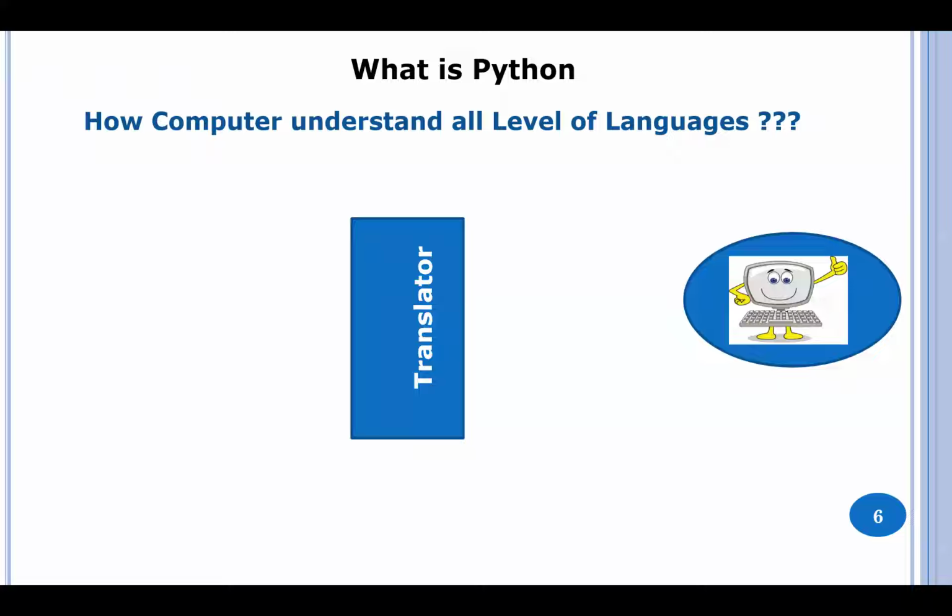Clear till here? So whenever you are going to use any language, one thing is for sure: every language requires a translator, because ultimately you are not going to write a program in 010101. You are going to write a program in English, and that program the computer has to understand. So we need one translator.